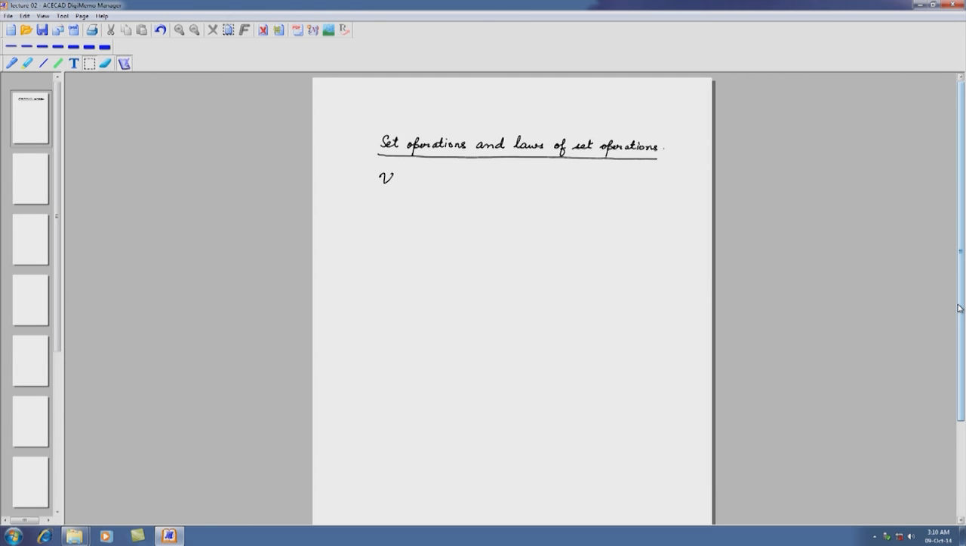Now, our starting point is U, the universe, and capital A, capital B, capital C, etc., which are subsets of U. Now we define several operations involving these sets A, B, C. We define the following.